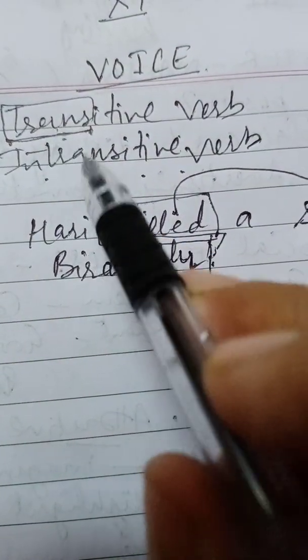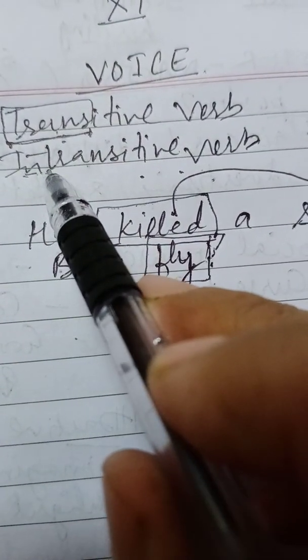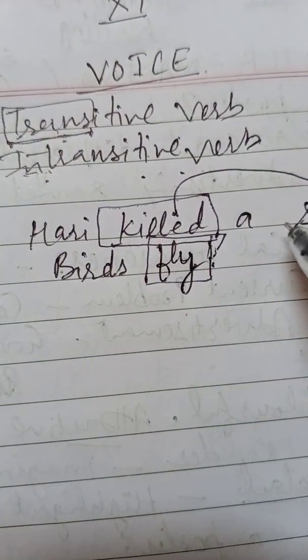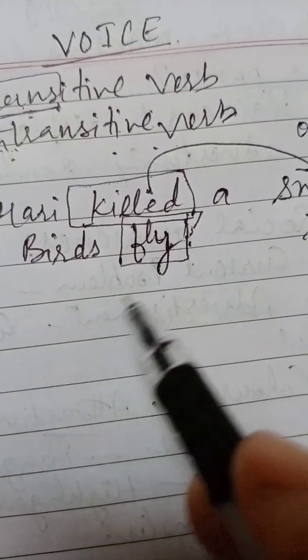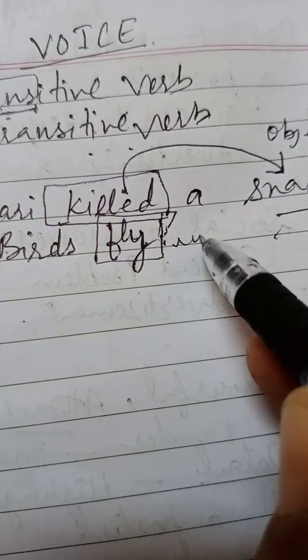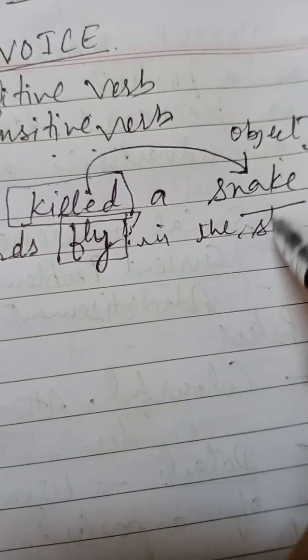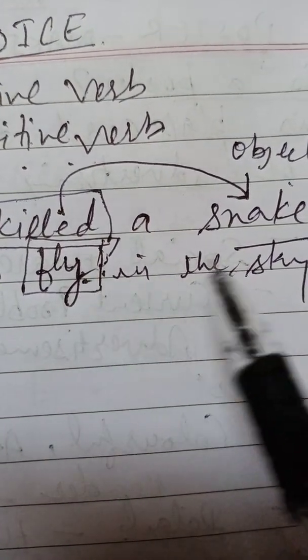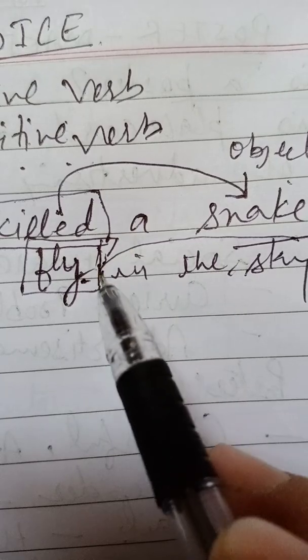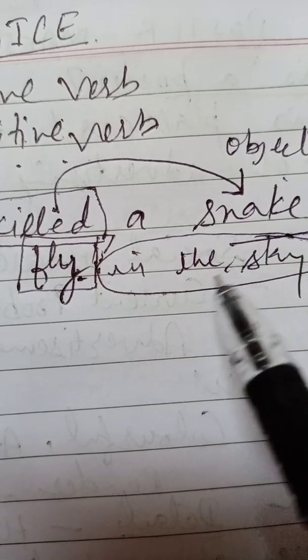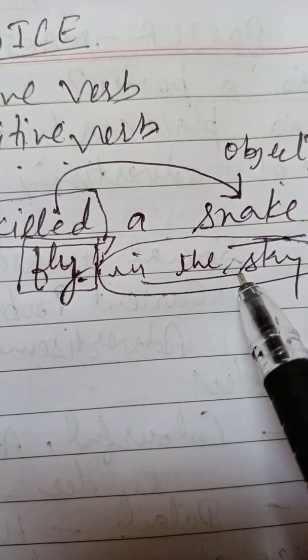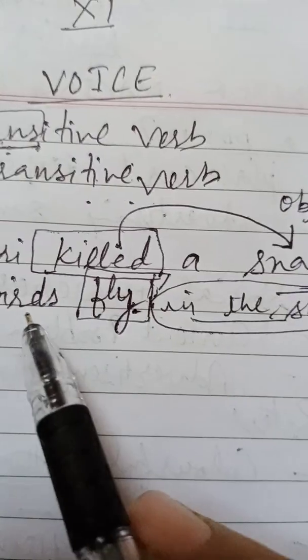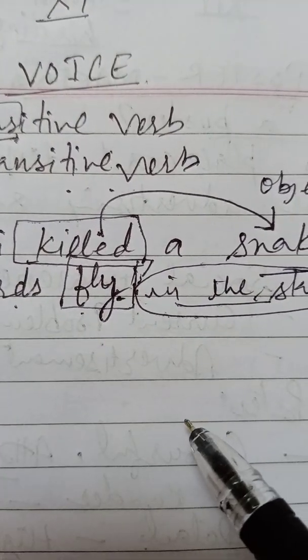See, trans and intrans: it does not transfer its effect to the object, like, for example, birds fly in the sky. So this fly, if we do not write this predicate, it does not have an effect on the sentence. We understood that birds fly in the sky only.